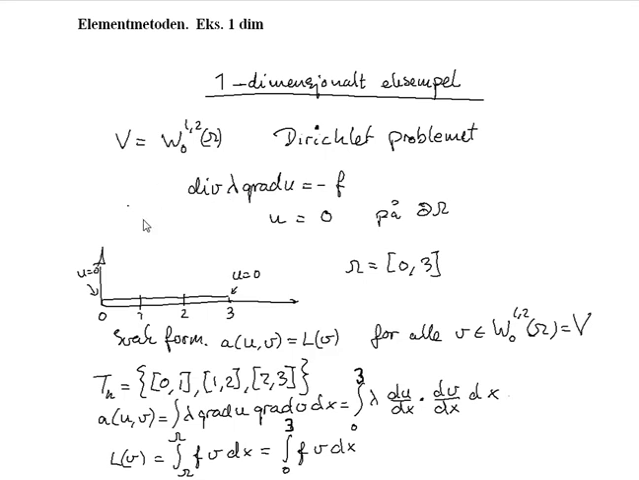Let us now consider a one-dimensional example of the finite element method. We are using the space capital V equal to the Sobolev space W_0^{1,2}, and we are considering the following Dirichlet problem. This is the strong formulation of it, and you know what the weak formulation of this problem is.